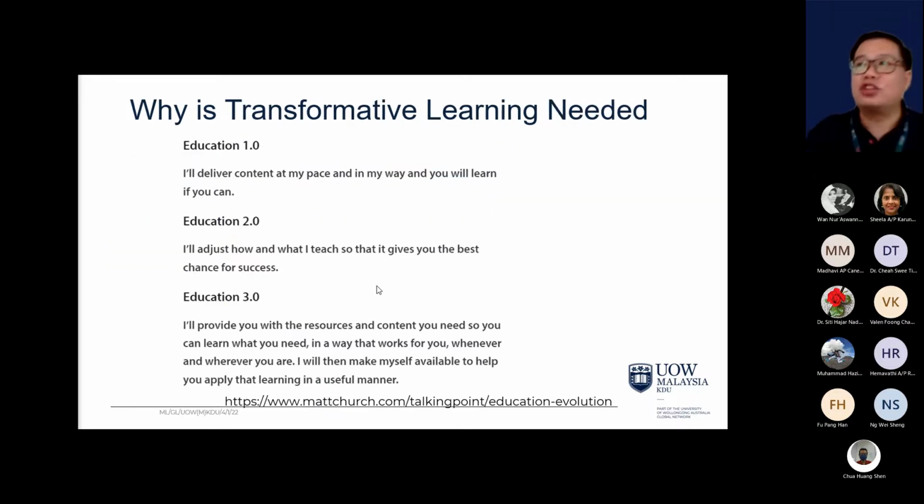If you look into transformative learning needs, look at Edu 1, I deliver content, I am the cikgu, I give. Edu 2.0, I adjust how and what I teach so that it gives the best chance for success of the student. Edu 3.0, I provide you with the resources. Now we are actually at the stage of Edu 3.0. This is something that I extracted from this guy, I find it very interesting. I provide you with the resources, but you go and get the knowledge on your own.